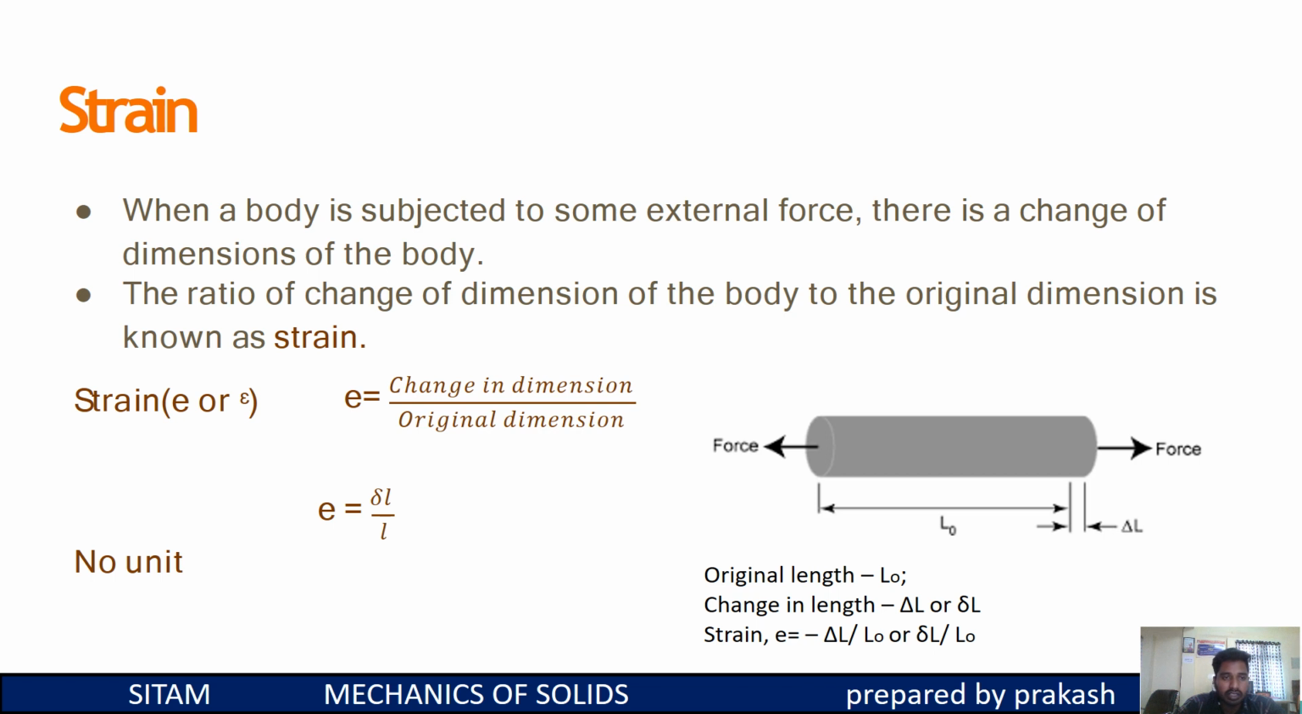Coming to strain, when a body is subjected to some external force, there is a change in dimensions of the body, as we already know. The rate of change of dimensions of the body to the original dimensions is known as strain. Here strain can be indicated by the symbol epsilon. So epsilon is equal to the change in dimensions by the original dimensions. The change in dimensions we can indicate as delta L, and the original dimension as L. Here the strain has no units.